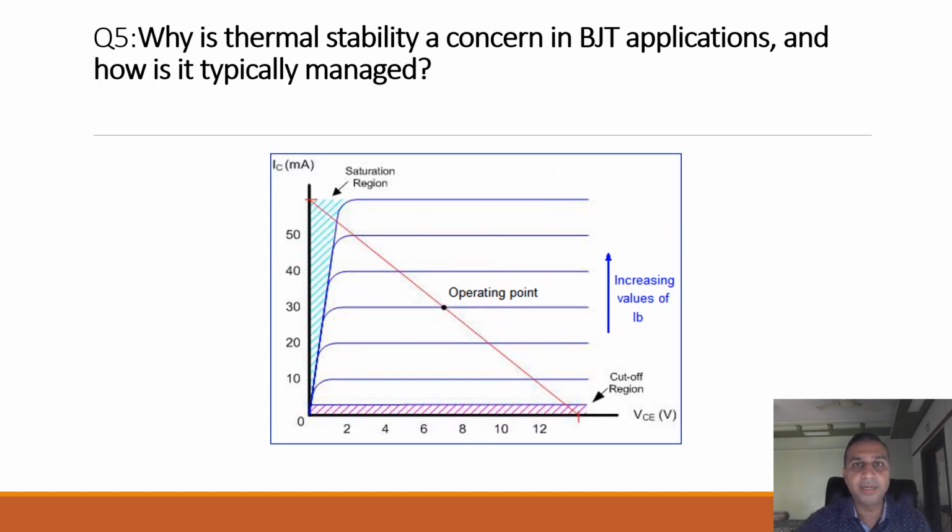Why is thermal stability a concern in BJT applications and how is it typically managed? The thermal stability is crucial because BJTs are sensitive to temperature, which can affect the operating point position on the DC load line. If temperature is increased, the collector current can also increase, which leads to the shifting of Q point in the upward direction, due to which the position of operating point can shift from active region to saturation region. This kind of shifting is managed by using temperature compensation techniques, using diodes or negative temperature coefficient thermistors in biasing network.